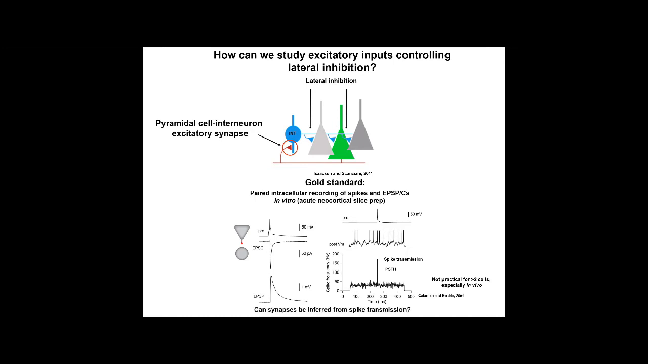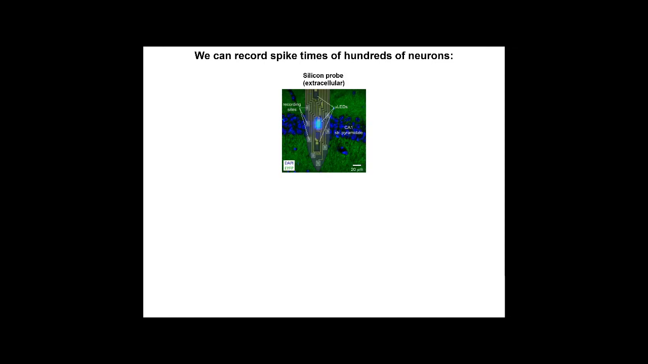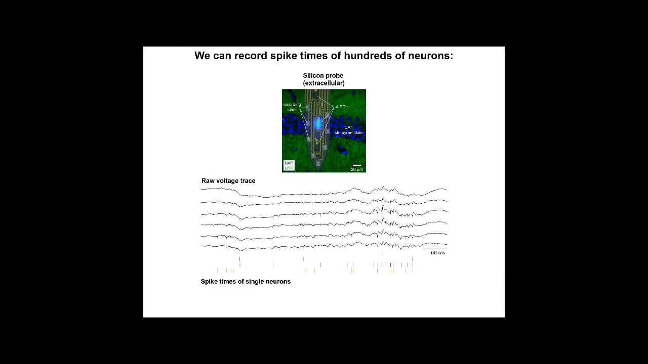So the first question that we want to use the micro-LEDs to address is, can synapses be inferred from spike transmission? And why is this so important? What would be so crucial if we could do this? Well, we can record hundreds of neurons with a silicon probe. If we could detect connections between cells just using the spike times, that would enable us to look at the connectivity in a very high throughput manner.